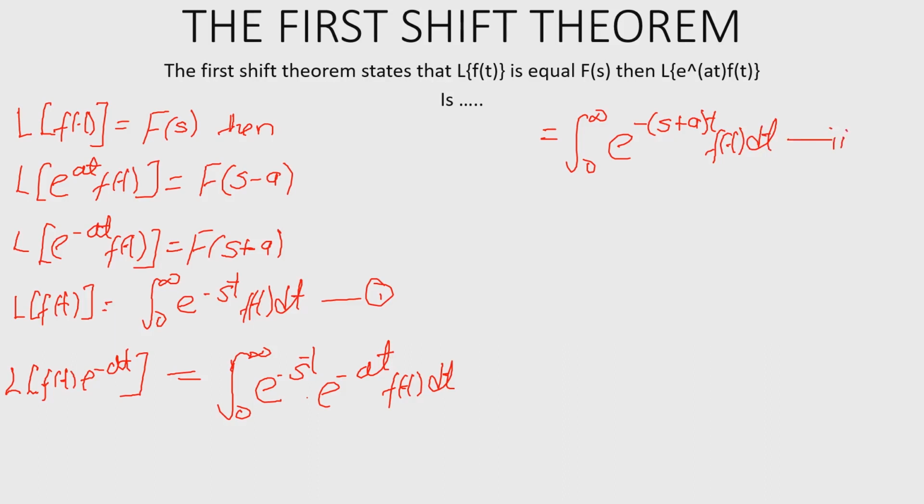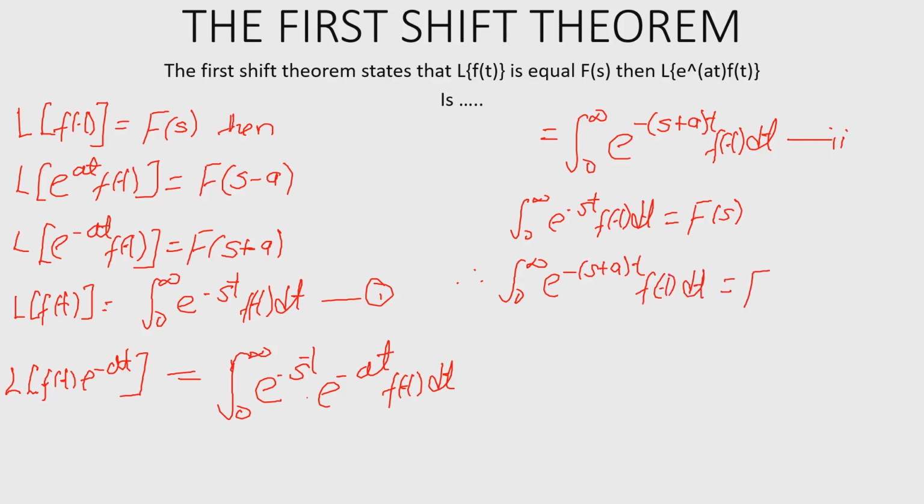Now if you compare equation 1 and equation 2 together, equation 1 says that the integral of e raised to the power of minus st times f(t) dt is equal to capital F(s). Therefore the integral of e raised to the power of minus (s plus a)t times f(t) dt will now be equal to capital F(s plus a). I hope you get that. So that is basically what this is all about.